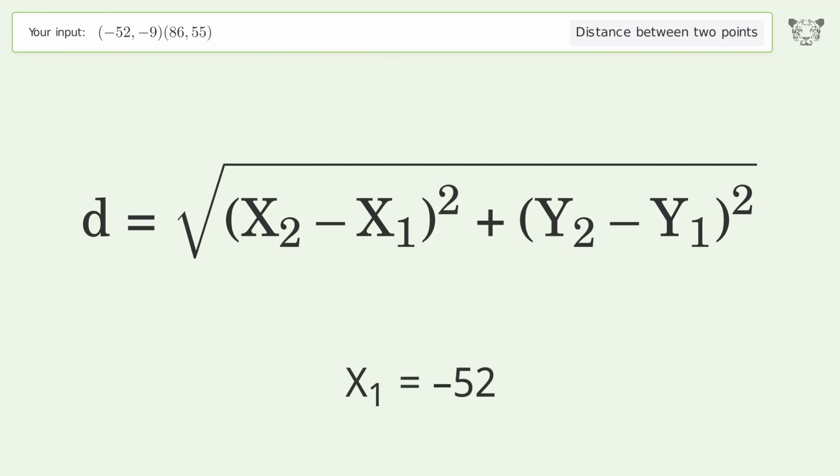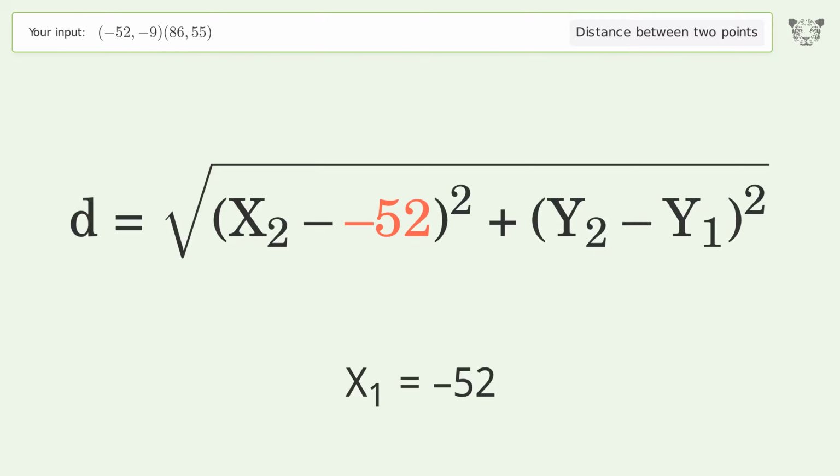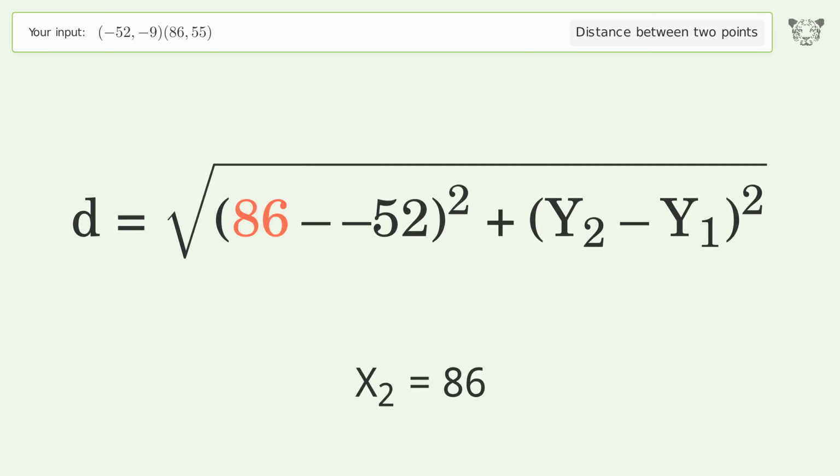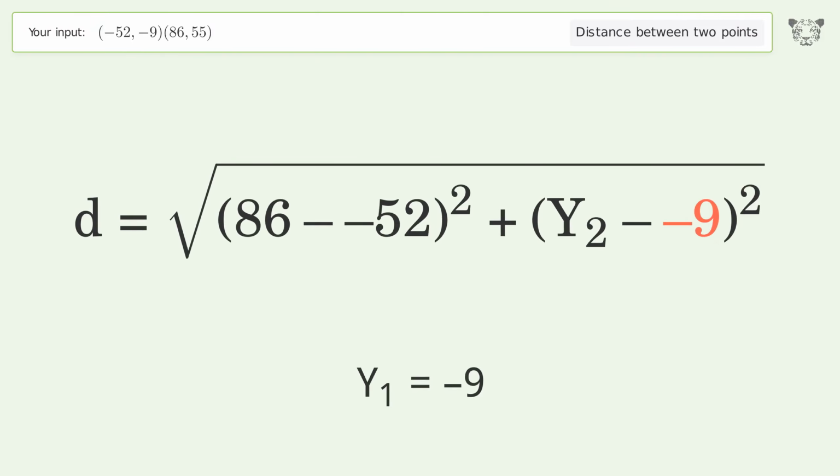x1 equals -52. x2 equals 86. y1 equals -9. y2 equals 55.